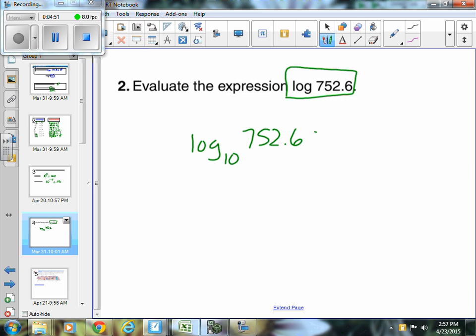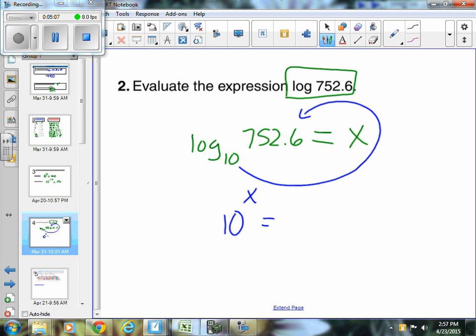What I do for these, again, is think of that as being equal to something. Set it equal to a value so you can think of it as an exponential, so you can think of it in terms of its inverse. So if I rewrite this as an exponential, what that question is really asking is 10 to what power gives you 752.6. Well, that sure isn't a whole number answer, but I bet we can guesstimate.